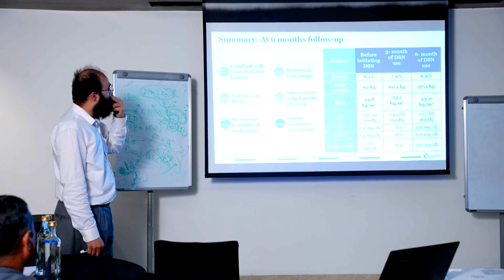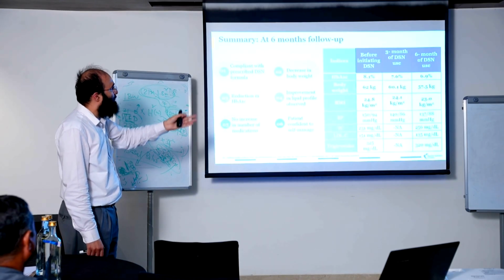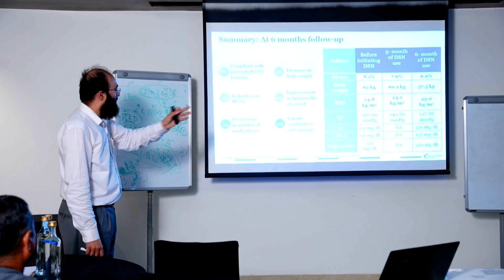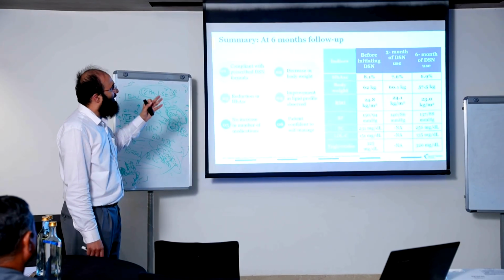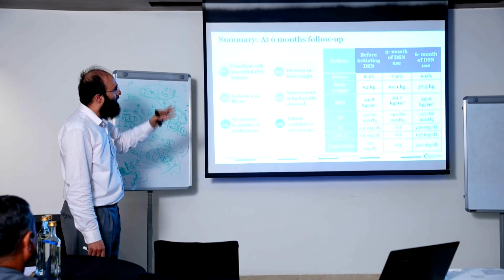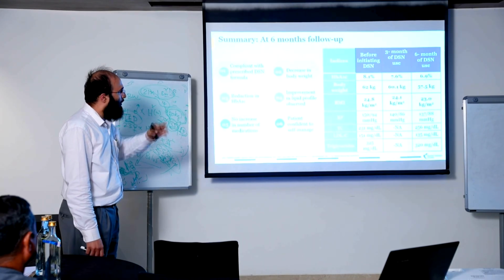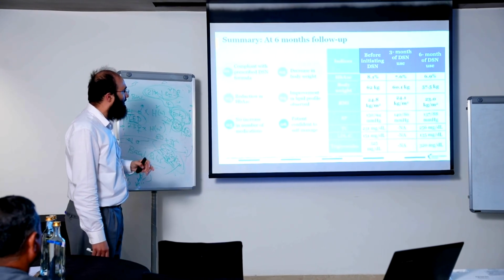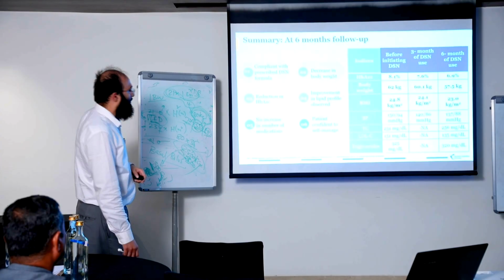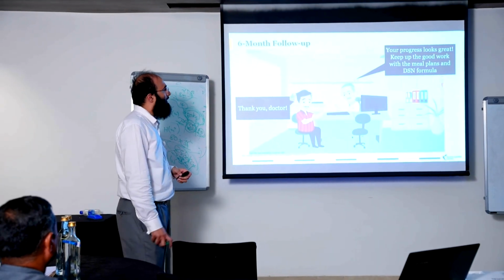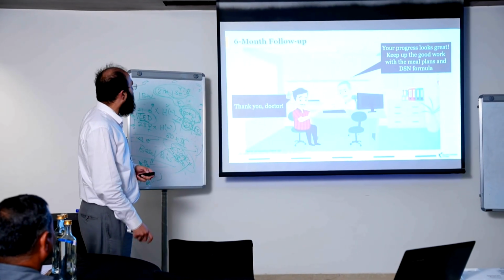HbA1c before initiating was 8.1, at the end of 3 months it was 7.6, at 6 months it was 6.9. Body weight 62, 60, 57. BMI 23, BP 137 by 88, total cholesterol 256, LDL cholesterol 135, triglycerides 320. Your progress looks great. Keep up the good work with the meal plans and DSM formula.